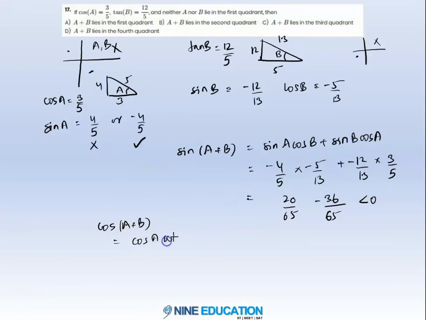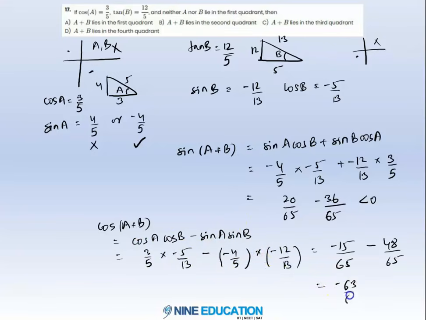cos A cos B minus sine A sine B, we'll get some idea from here also. So cos A cos B is 3 by 5 into minus 5 by 13 minus sine A is minus 4 by 5, sine B is minus 12 by 13. Again we are getting minus 63 by 65. So sine and cos both are negative for A plus B. So definitely it cannot be first quadrant, and definitely it cannot be second and fourth quadrant, because in second sine is positive, in fourth cos is positive. So the only possibility is in third quadrant. So option C is correct.